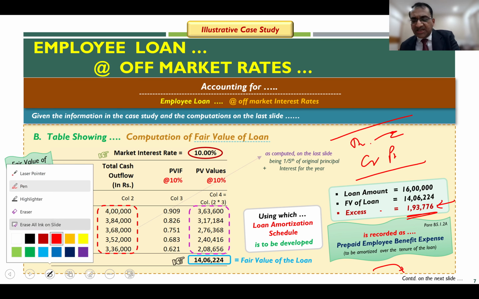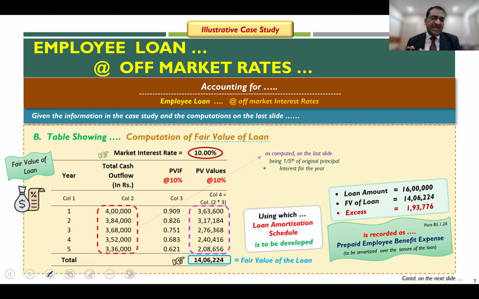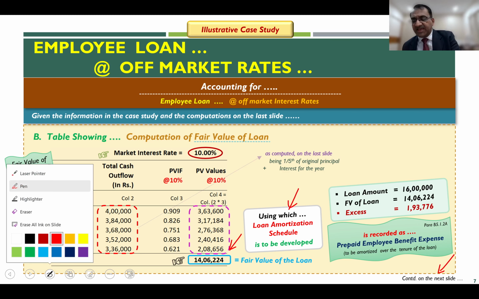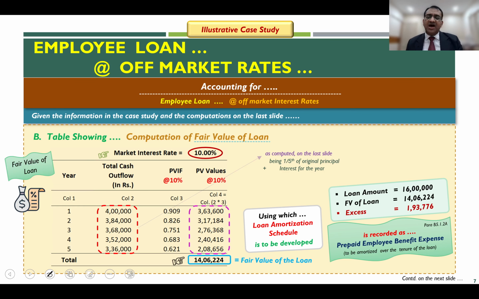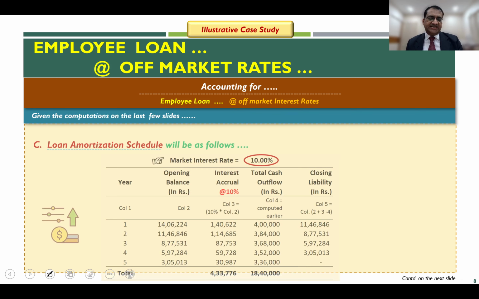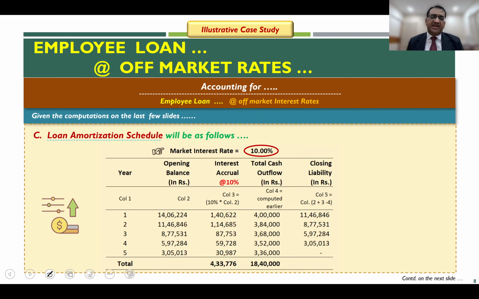So, two things which we have seen. In the previous slide, we have seen the cash flows associated with what the employee is contractually supposed to pay. Then we have computed the fair value of 1406,224. Now using this 1406,224, we will develop the loan amortization schedule. This is something which we will see in the next slide. Let us see how the loan amortization schedule is to be developed. It's a simple thing. We would have seen this in many other examples as well. So in this particular case, the fair value of the loan is 1406,224.